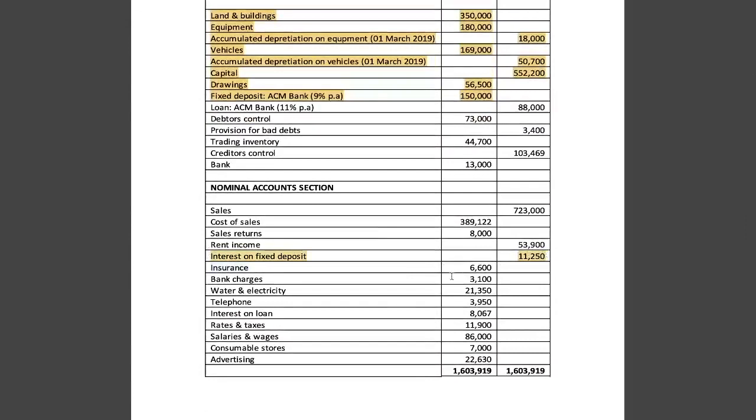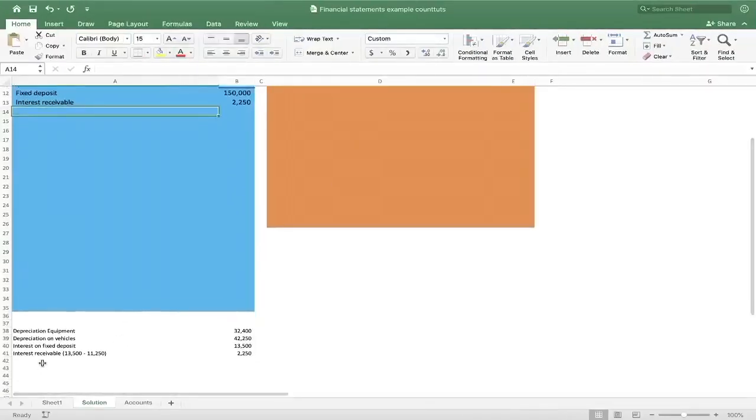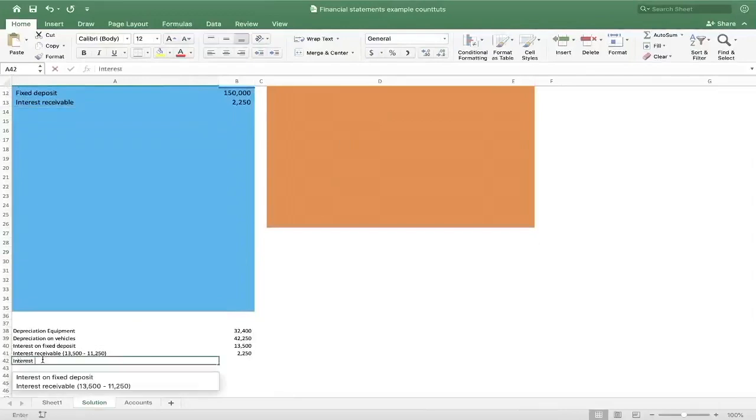So we look at the interest on loan, which we are given here, the 8,067 rand. That is how much we have accounted for. But how much should it exactly be in this period? We do the exact same thing we did for the fixed deposit. We're told here it's at 11%, so we take 88,000 rand times the 11%. Interest on loan is going to be the 88,000 rand times the 11%.